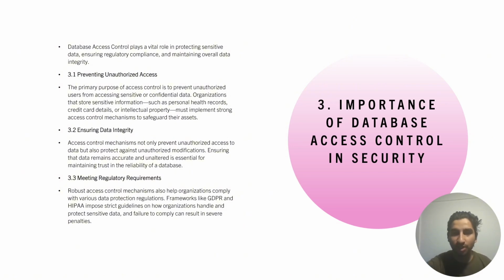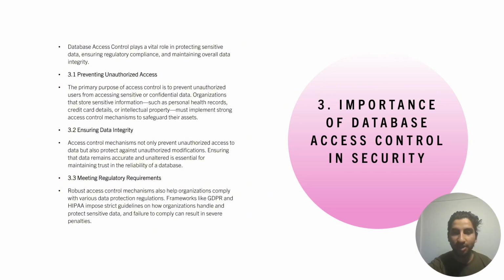Number 3.2 is basically data integrity. In simple words, access control mechanisms not only prevent unauthorized reading of data, but also protect against unauthorized modifications. Ensuring data integrity is essential for maintaining trust and the accuracy and reliability of the database.